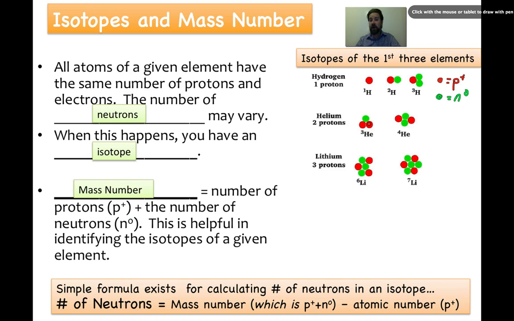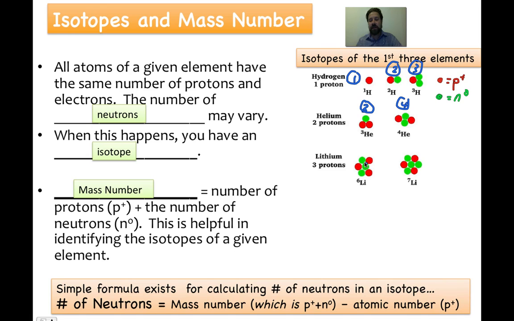So mass number is going to be the number of protons plus the number of neutrons. So we can go through for each one of these and determine its mass number. For this first isotope here, the mass number would be just 1 because there's just one proton there. For this one, the mass number would be 2. For this one, the mass number would be 3. Helium, this one has a mass number of 3, 2 plus 1, and this is 2 plus 2, so that's 4.